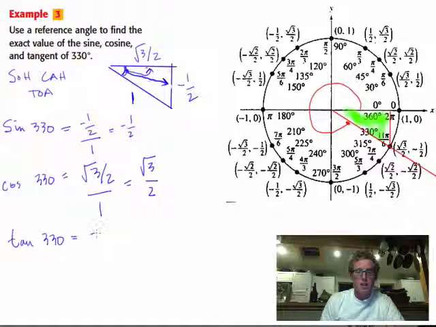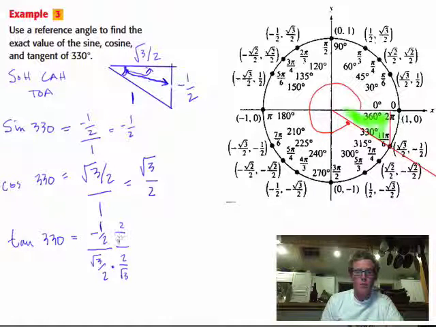And lastly, tangent of 330, and that's going to be opposite over adjacent. This is going to be negative 1/2 all divided by root 3 over 2. What we want to do is get rid of this denominator because it's a compound fraction. There's a whole bunch of fractions in here. So I'm going to multiply by the reciprocal, 2 over root 3. And since I did that in the denominator, I have to do the same in the numerator.